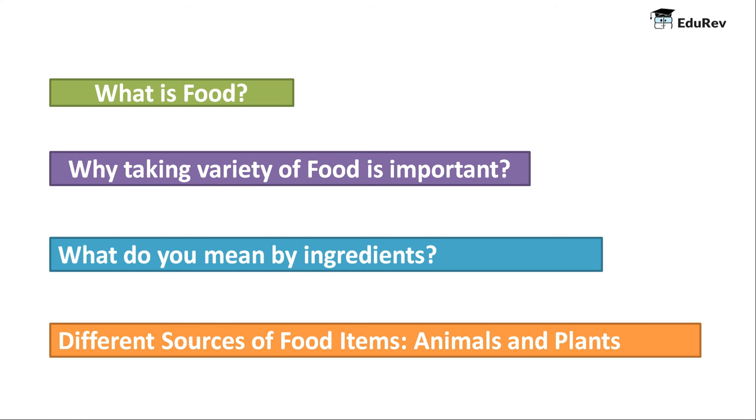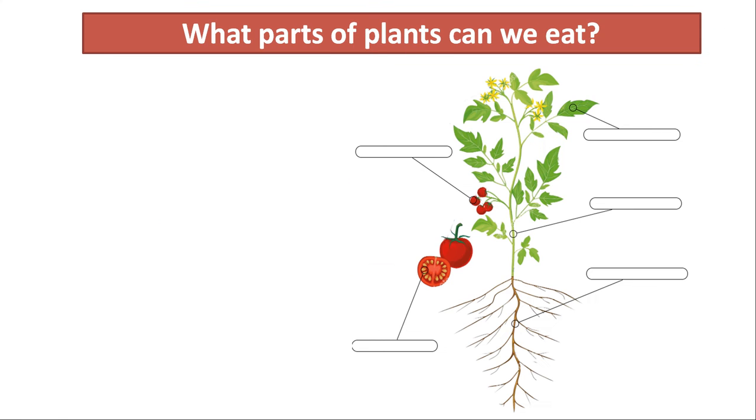What are the different sources of food items? Different sources of food items are animal source and plant source. We obtain cheese, milk, eggs, etc. from animal sources, and we obtain pulses, fruits, vegetables, etc. from plant sources. Okay, children, let's continue with the chapter now.